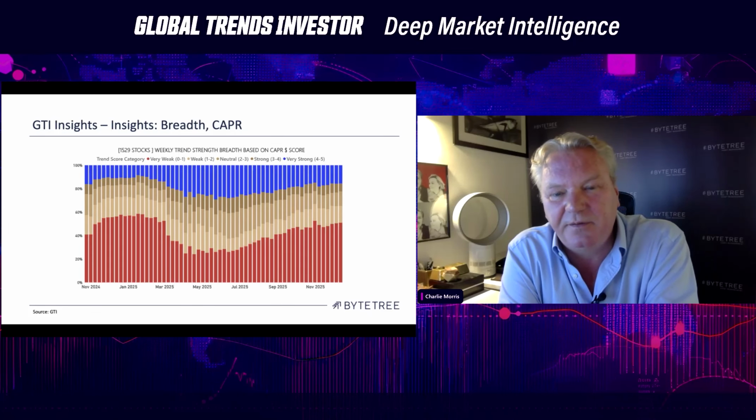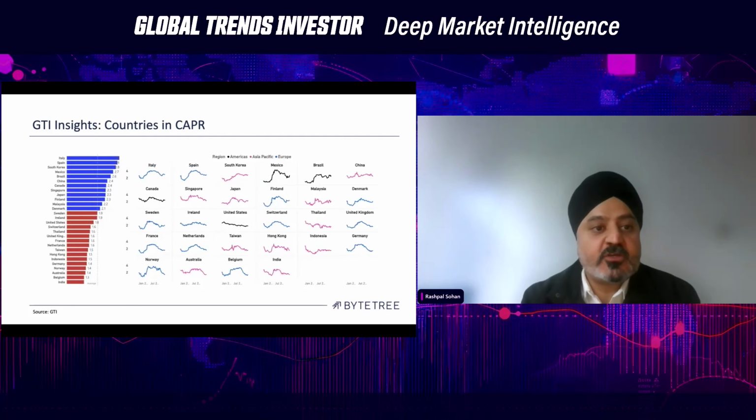One of the simple ways we use to identify risks and opportunities is by looking at which are the strongest trending countries, regions, sectors, industries, etc. The way we do this is we basically aggregate the scores, average them across countries, sectors, and regions. In this chart, what you're seeing is the aggregation across the different countries. On the left-hand side, we've shown a simple bar chart which shows the average by country.